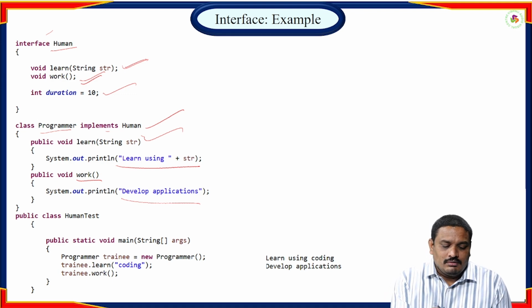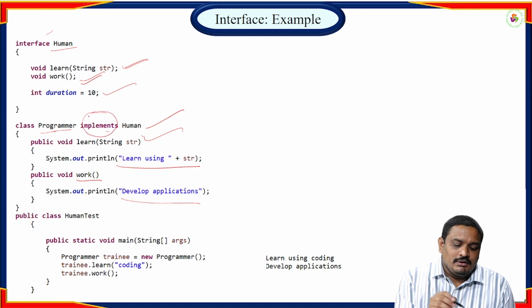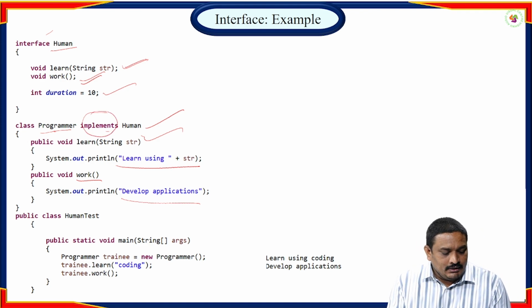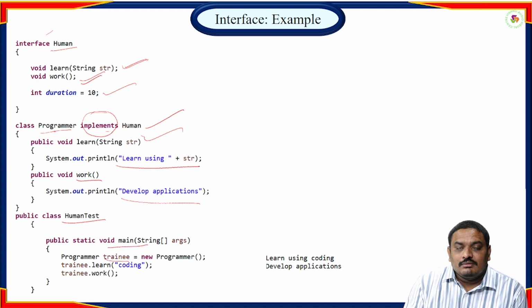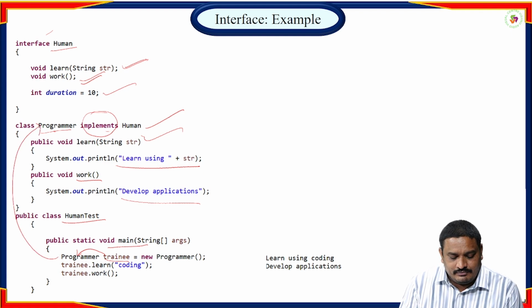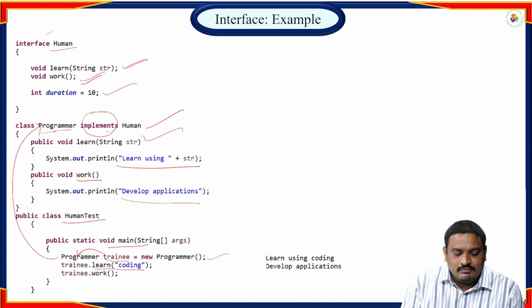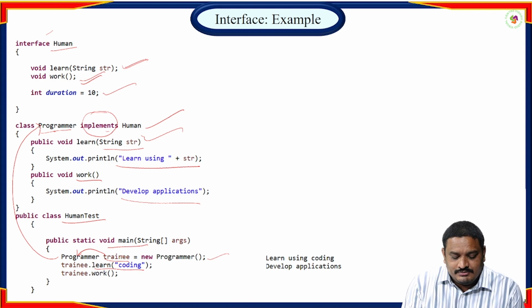A class can implement the interface by using the implements keyword. Here the main class is HumanTest, with the main method. Whenever we create the object, train is the object for the Programmer. What is Programmer? Programmer is the class name, equal to new Programmer. Whenever we call the learn method, we are passing one parameter: train is an object, dot learn.